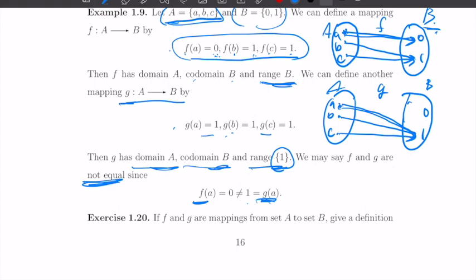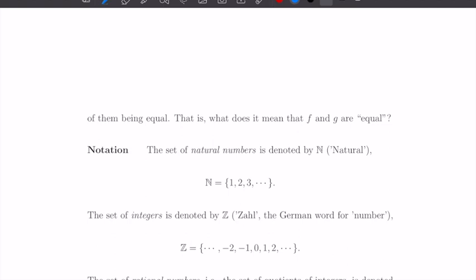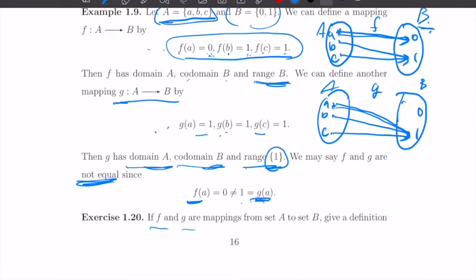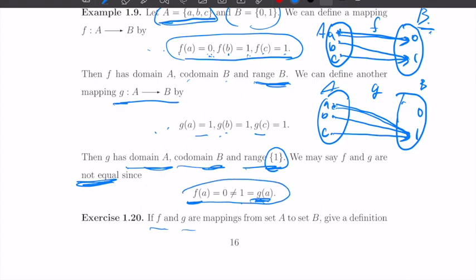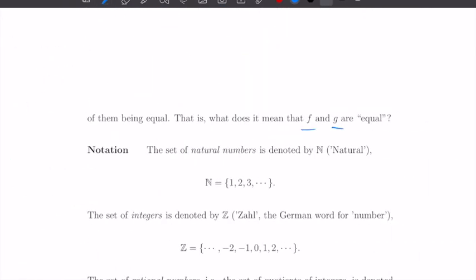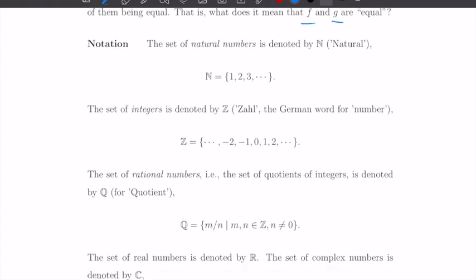But here's an exercise. So if F and G are mappings like this, give a definition of them being equal. So what does it mean that two functions F and G are equal? So from this example, we can say they are not equal. But if they are equal, what does it mean?